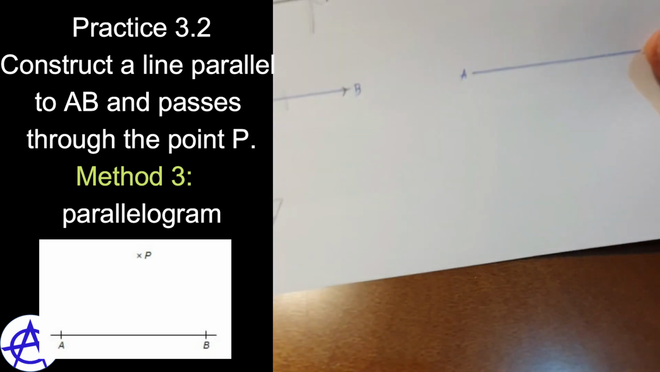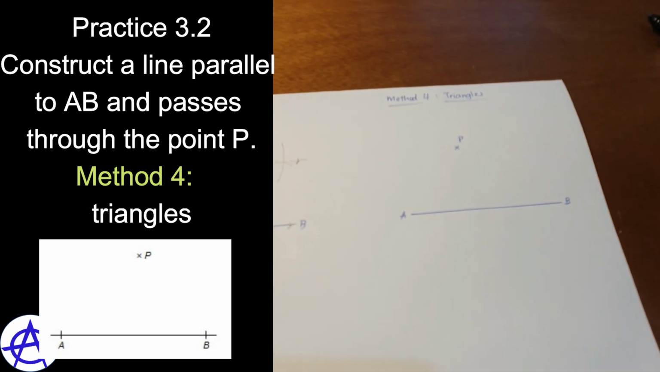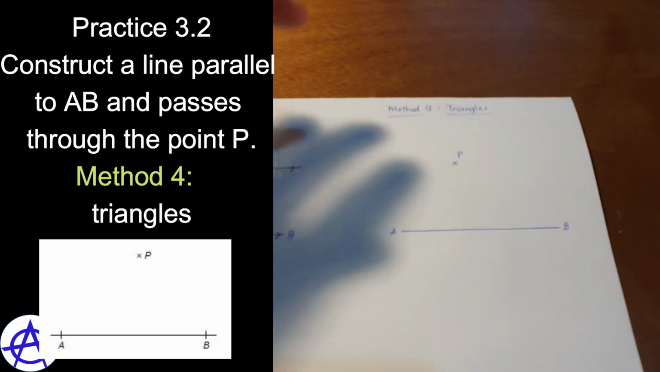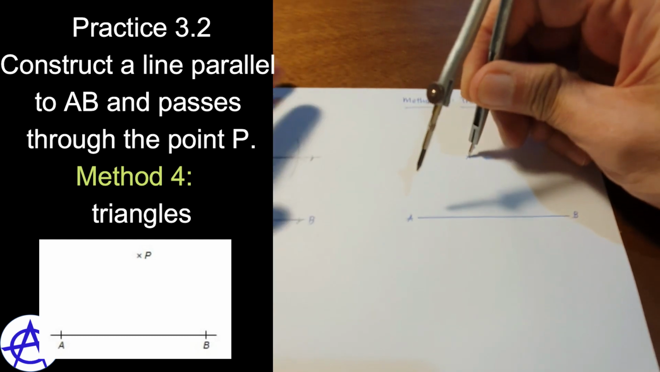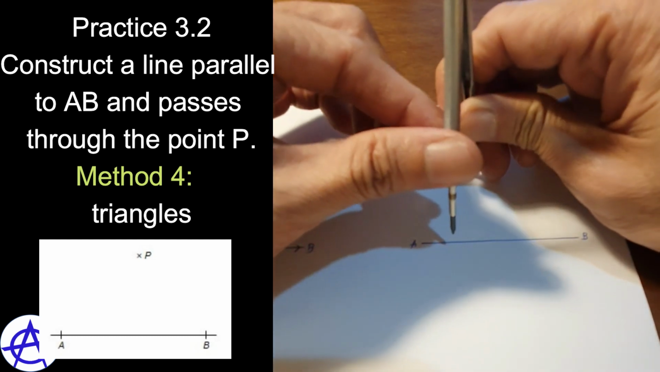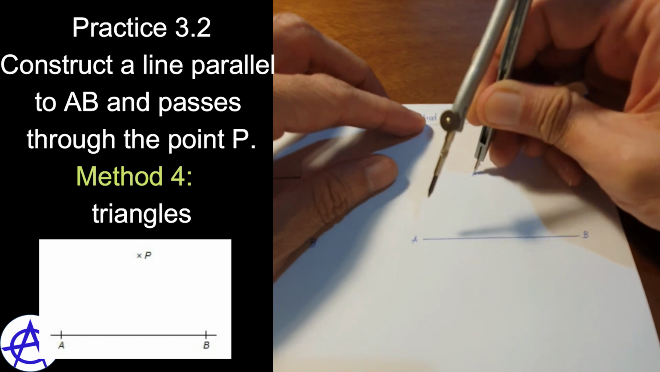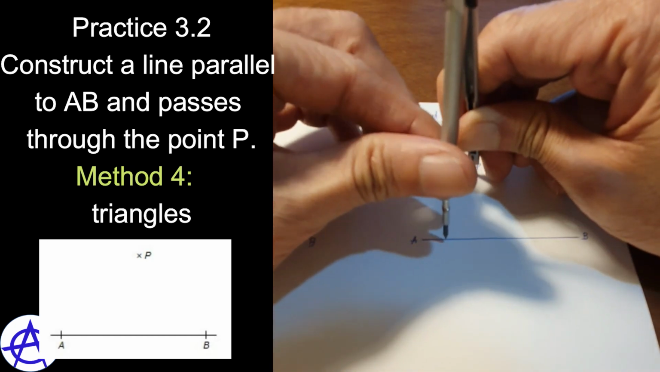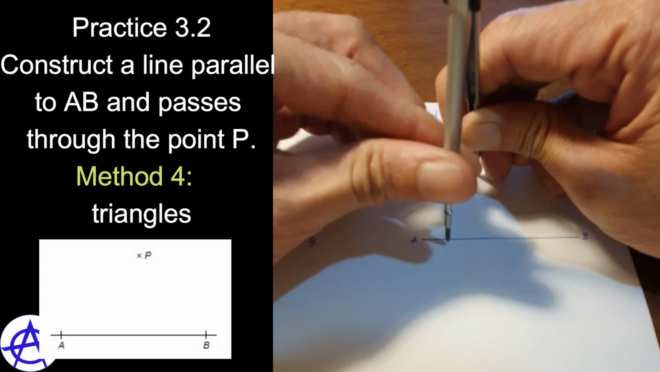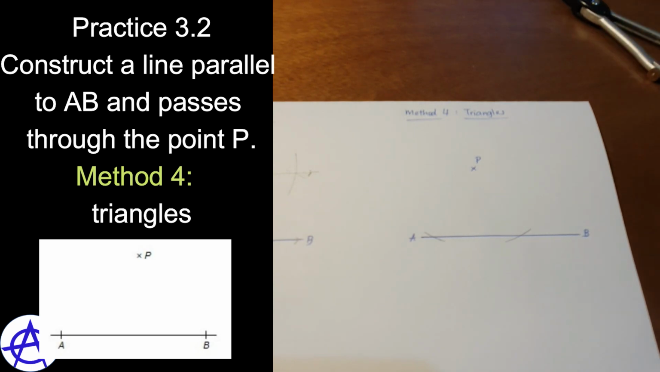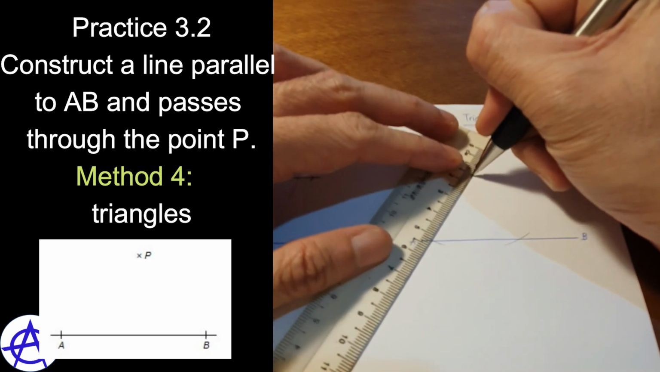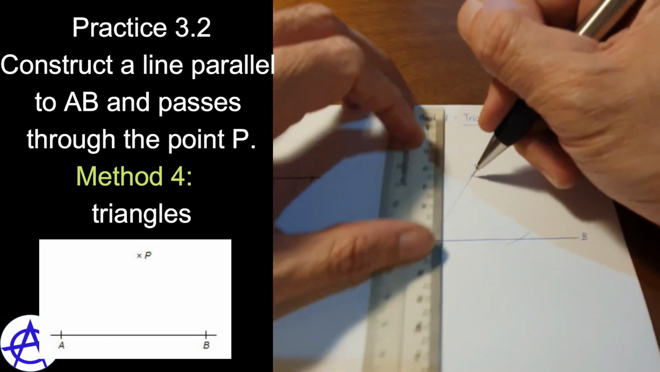Then the last method that you can use is to construct a triangle. Why? Because triangles will have the same height. The easiest way is at this point P, I make an isosceles triangle. So I just need to cut this AB at 2 points. So here I have this triangle.